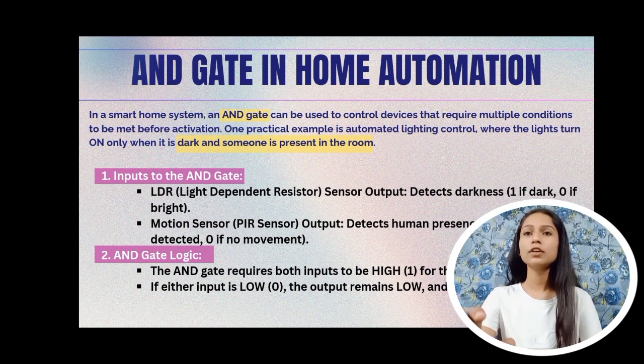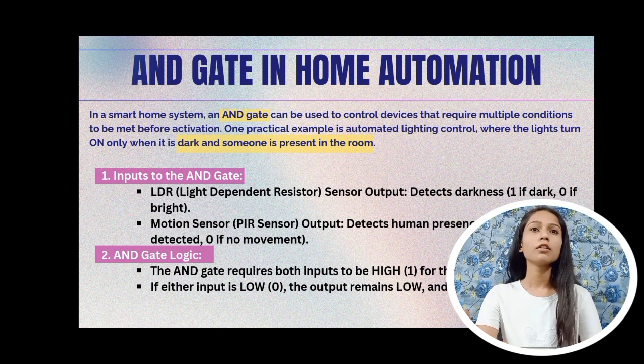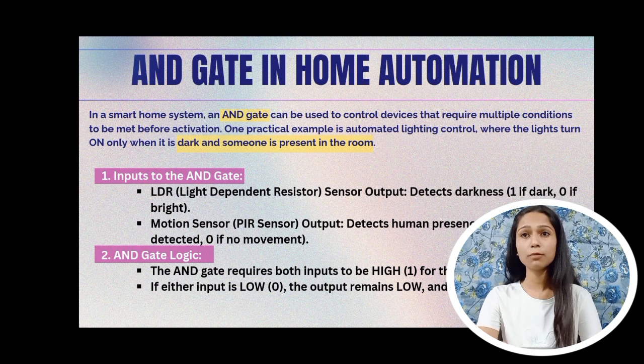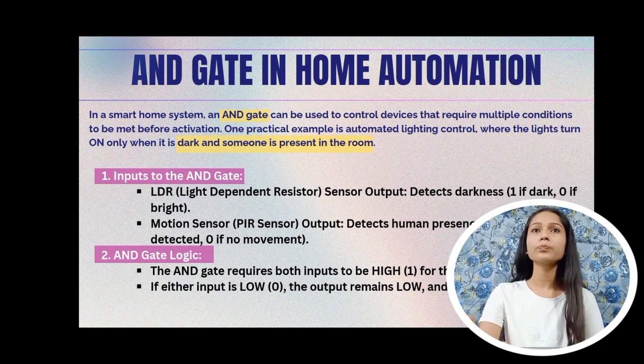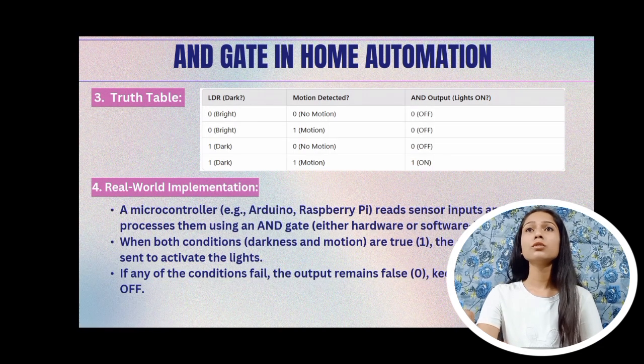And we know the logic of the AND gate. The AND gate requires both inputs to be high for the output to be high, and if either of the inputs is low, then the output will be low. So this is the truth table.